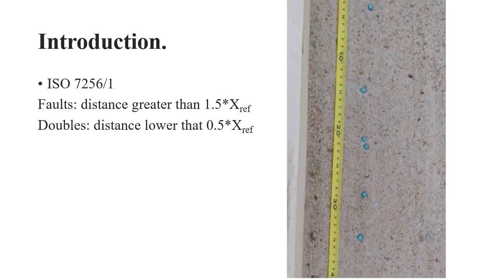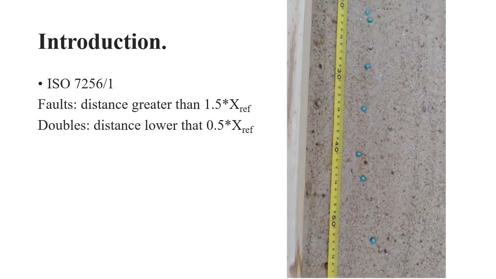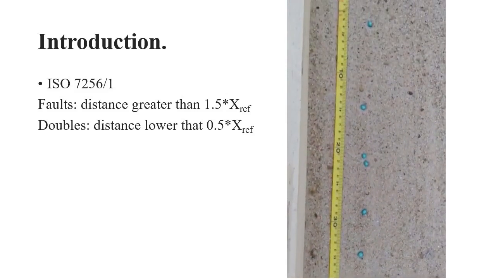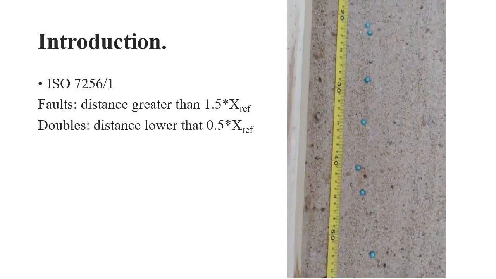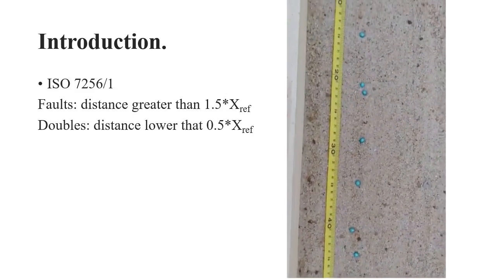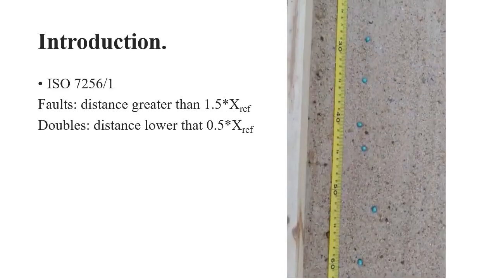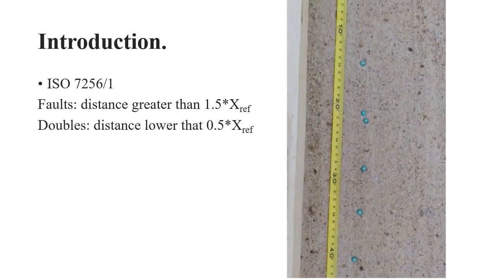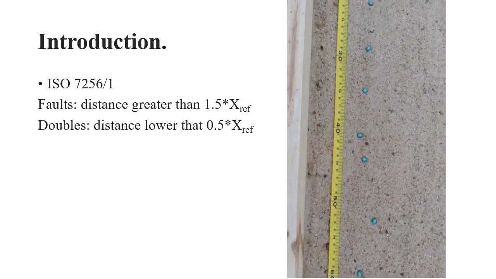7256-4/1 defines a standard for measuring seed distributions. According to the ISO, plants that have a distance greater than 1.5 times xref are considered false, and plants that have a distance lower than 0.5 times xref are considered doubles. Plants that fit in the range 0.5 xref to 1.5 xref are considered regular.